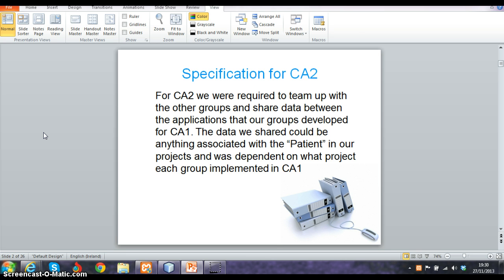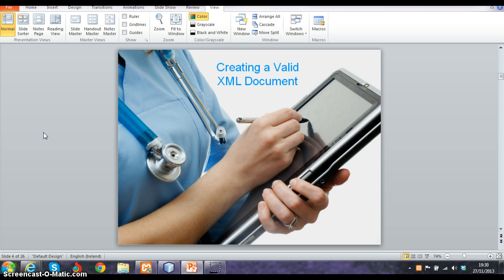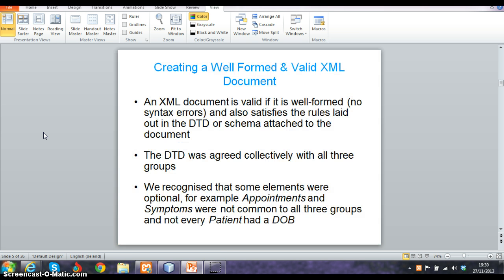between the three groups. The outline of this presentation is: creating a valid XML document, agreeing the DTD, exchanging XML documents, interoperability, opportunities for improvement, and then finally I'll demonstrate the code. So, creating a valid XML document.